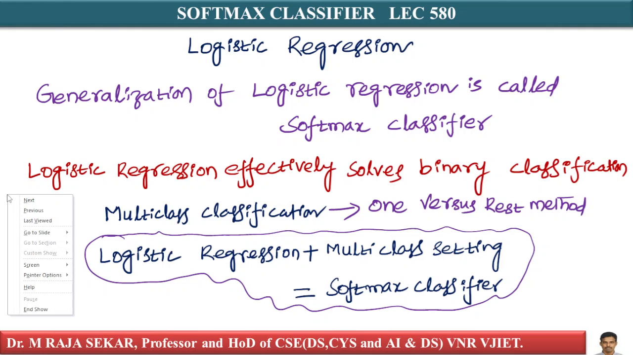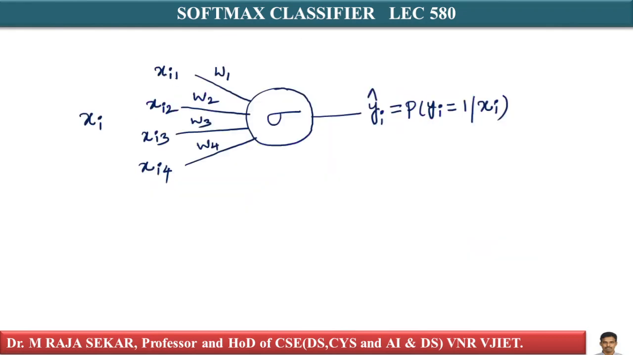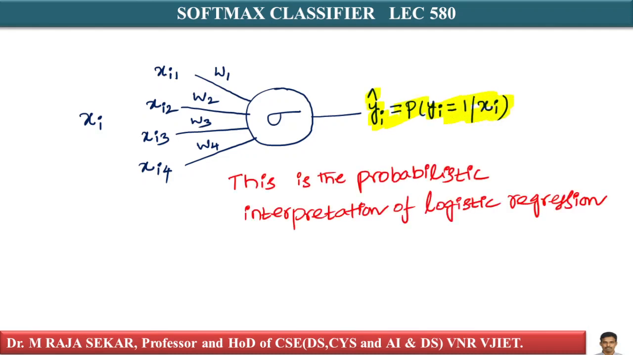Before we go to Softmax, let's understand logistic regression from a neural network perspective. Just try to recall, we have a bunch of inputs here. What is your input? xi, isn't it? Now we have the sigma term here. Basically it is the sigmoid function, and you have yi cap here. yi cap equals what? The probability of yi equal to 1 given xi, isn't it? That's what it is. This is the probabilistic interpretation of logistic regression.